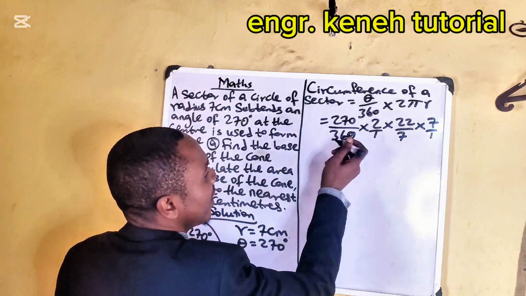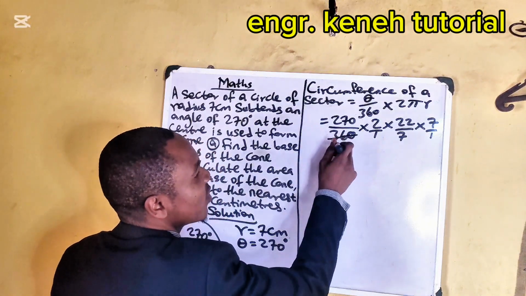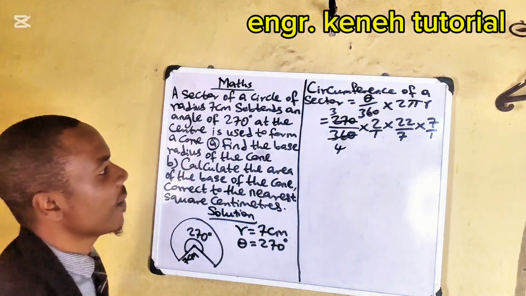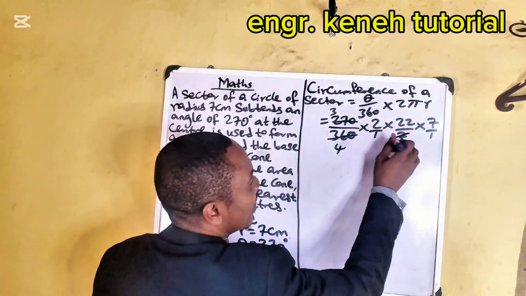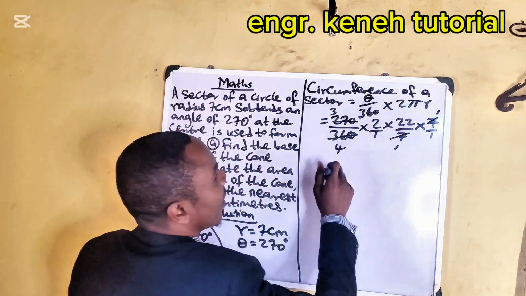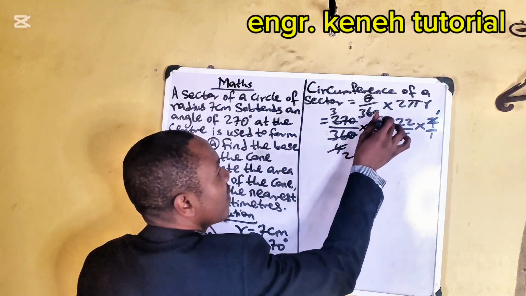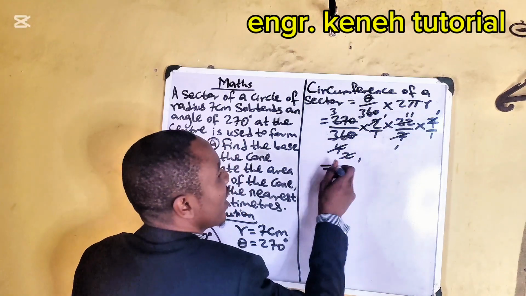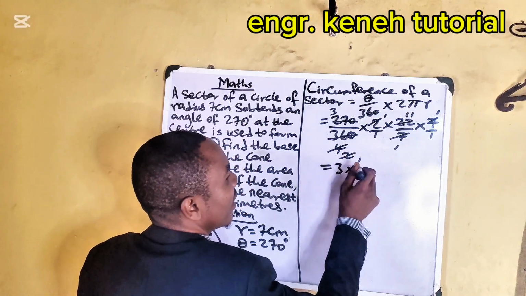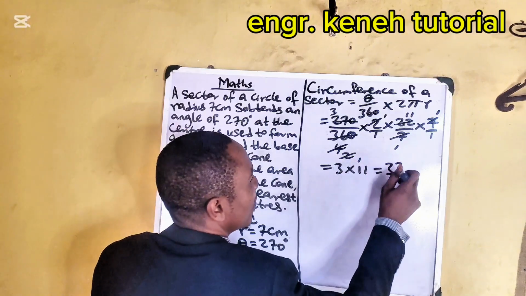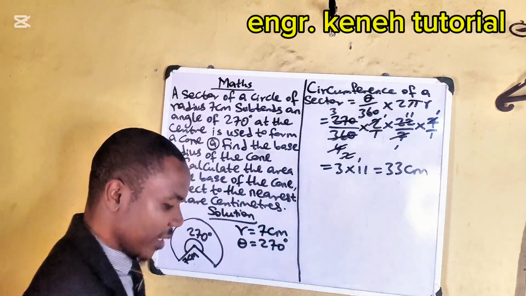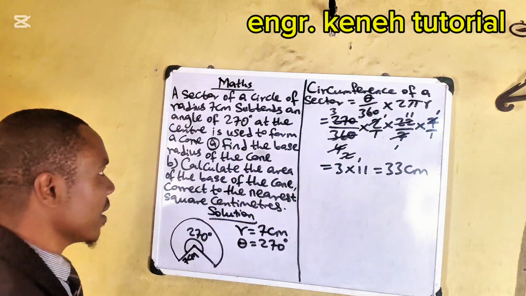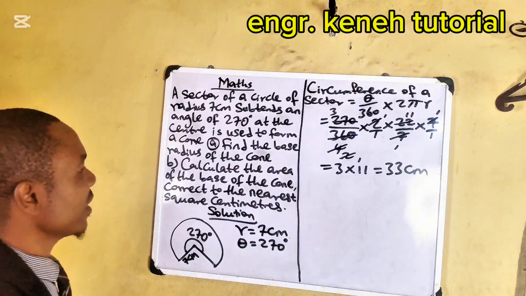When 90 divides this, it will give us 4. Dividing this, it will give us what? 3. Can you see that? All right. So 7 can cancel this, you have 1. When 2 divides 2, you have 1. When 2 divides this one, you have 11. So we have this to be 3 times 11, which will give us what? 33 cm. Can you see it? So the circumference of this sector is what? 33 cm. All right. So they say you should find the radius of this.